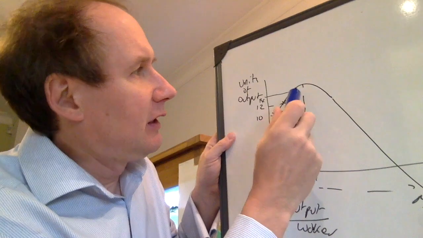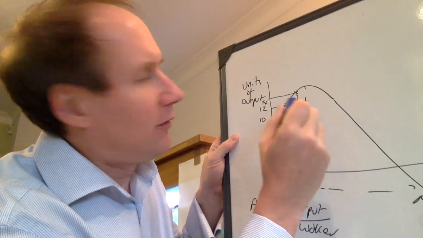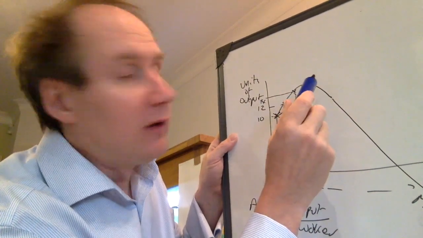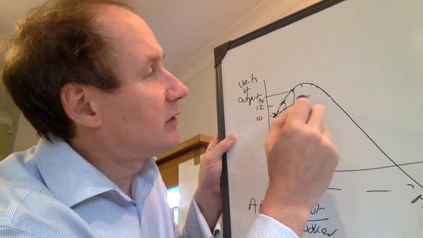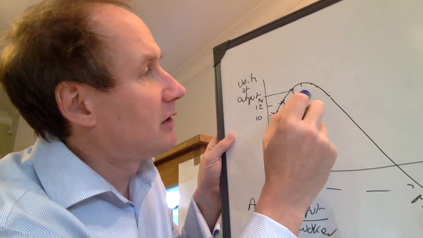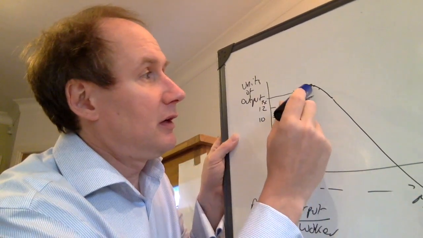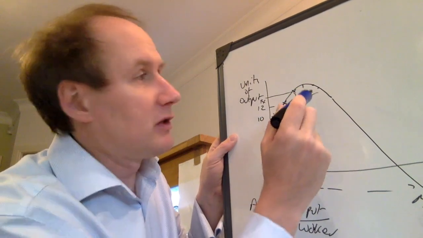So what we can see is that here, your next one is above the current average, therefore your average goes up. This is the interesting bit, because although the marginals are going down, the average still goes up, because the next one is above the current average. And if we keep going, here the marginal is above the average, so the average goes up. Here the marginal is above the average, so the average goes up.